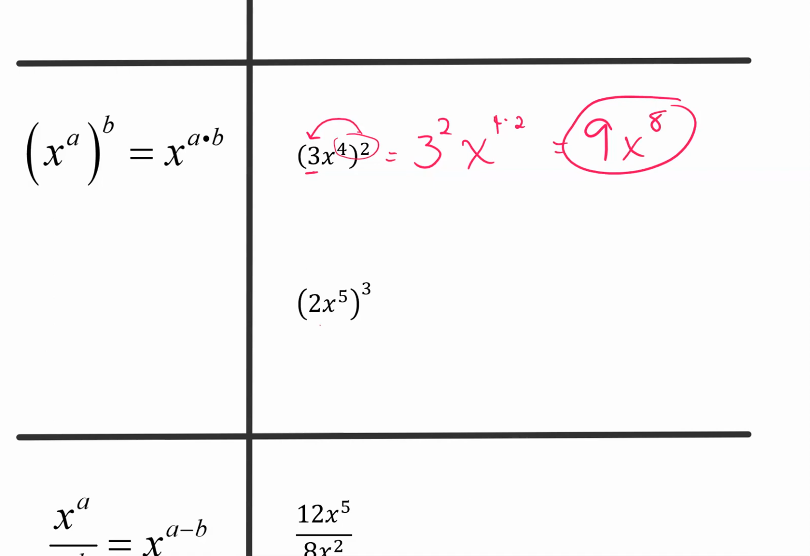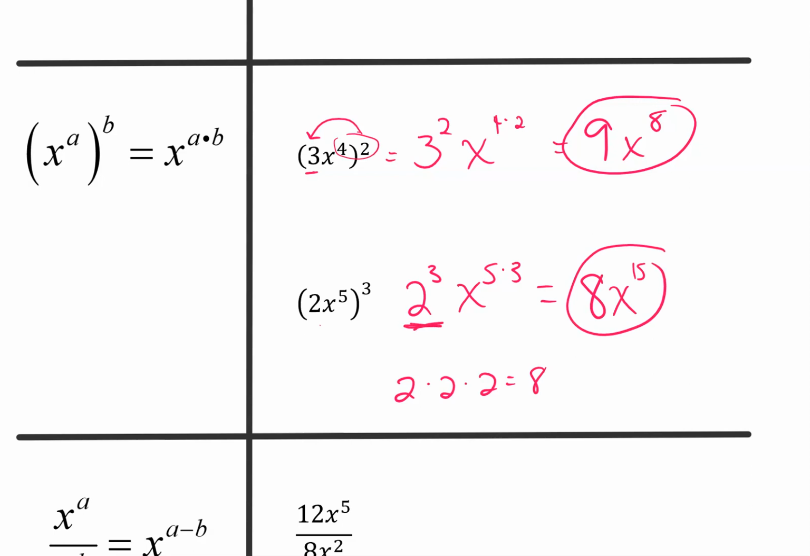In our second example, we have 2x to the 5th to the 3rd. So we're going to take our 2 to the 3rd power, and then our x to the 5th is going to be times 3. 2 to the 3rd is going to be 2 times 2 times 2, which is 8, so 8x to the 15th. As long as this number is a reasonable thing to calculate, like 2 to the 3rd is 8, that's relatively easy for us to do, we're going to go ahead and calculate that. If it's something like 15 to the 8th and it's going to be an enormous number, then we would just leave it 15 to the 8th.